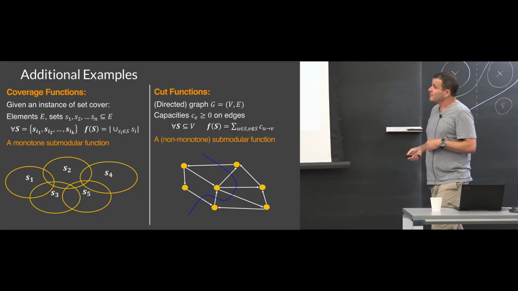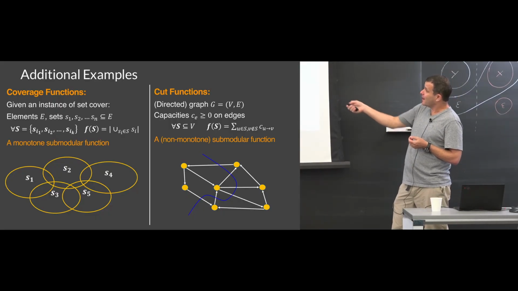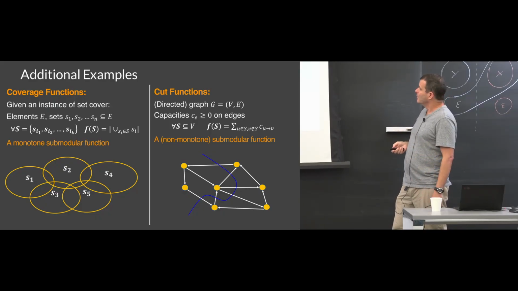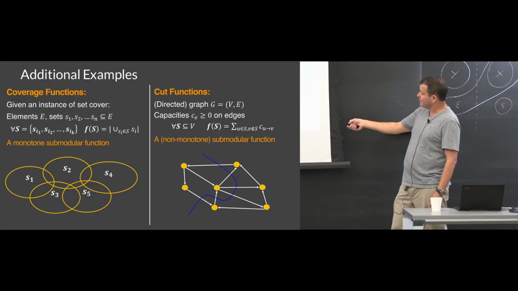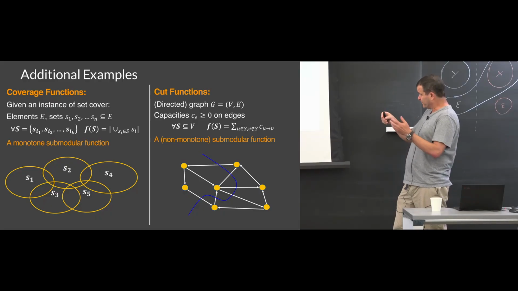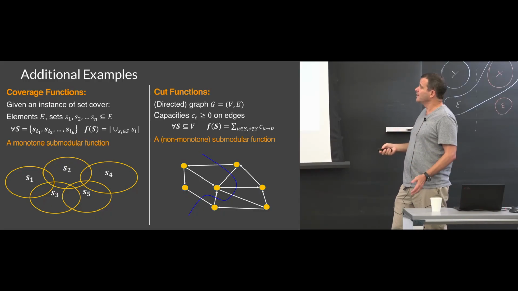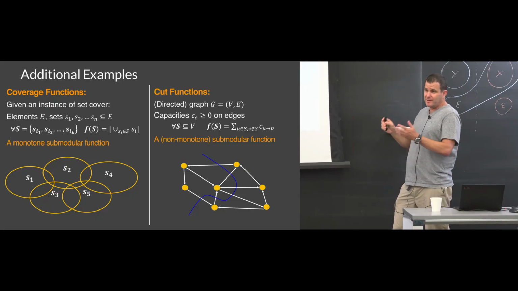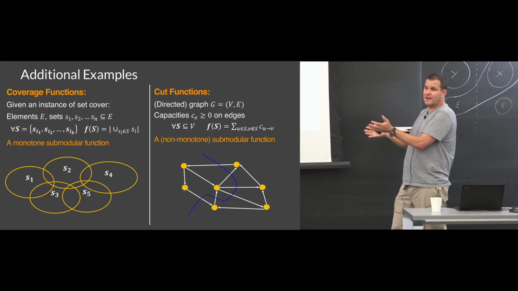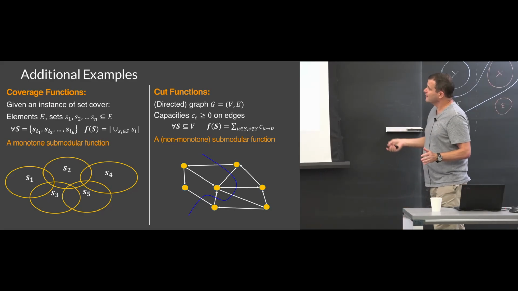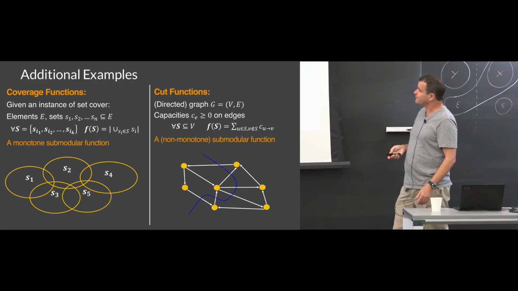What is a non-monotone submodular function? A prime example is cut functions. You can think about a graph, directed or undirected, with capacities or without capacities. The function is just: you take a subset of the vertices and you measure the capacity that crosses the cut, or the number of edges, or anything like this. It's an exercise to see that this is a submodular function, but it's non-monotone because if you add an element, the cut may shrink. So this is an example of a non-monotone submodular function.